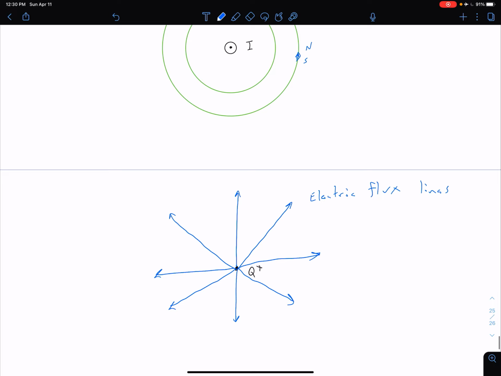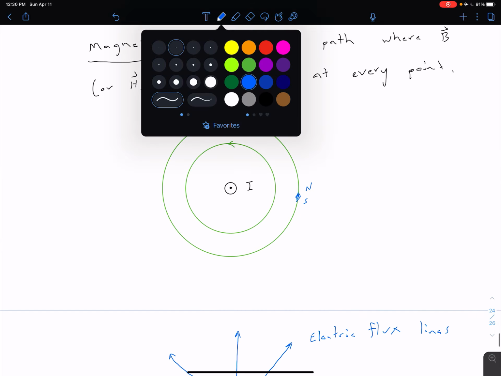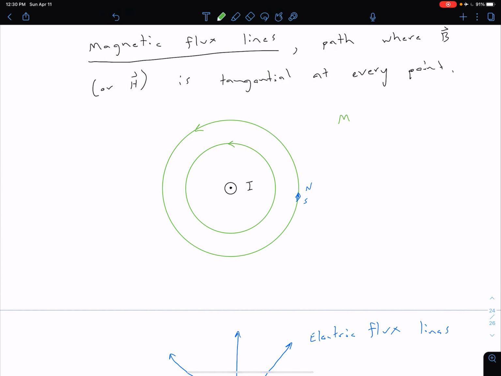The big difference here is that our magnetic flux lines are always going to be closed. And so we see that represented by these closed circles. And that's always going to be the case. Not necessarily that they're circles, but our magnetic flux lines are always closed. And so what that's saying is basically they have no beginning and no end. We'll talk about the implications of that here in a second.